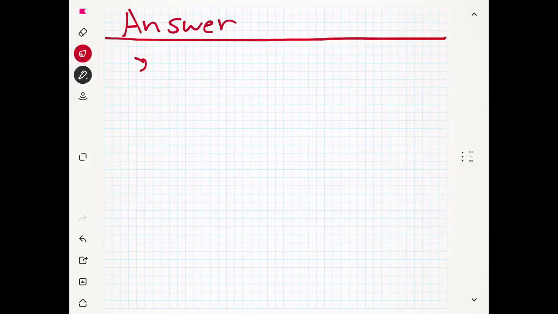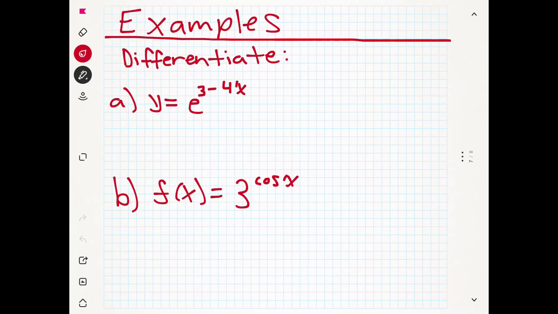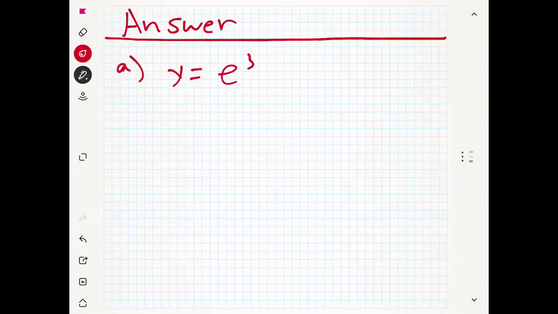Let me just write A so it's clear. A, y is equal to e to the power of 3 minus 4x. So the first thing we want to do is identify that we are taking the derivative of this, so y prime, or you can write f prime of x, or any other notation you like, as long as it's applicable. And if you want to learn more about notations, you can check out day 1, part 1 of derivatives. So anyway, let's go back to here.